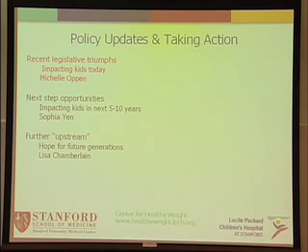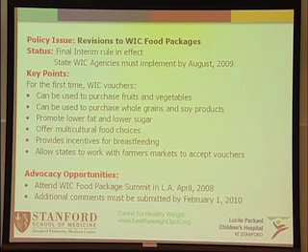So we've broken this talk down into three different segments. We're going to talk about recent legislative triumphs, and Michelle Oppen is going to talk about that. Next step opportunities. These are policies that we think will be impacting kids in the next 5 to 10 years. So kind of the policies that are right on the horizon that look like they've got some momentum. And then I'm going to conclude looking all the way further upstream, looking at what kind of hope we have for future generations. All right, so with that, I'll hand things over to Michelle.